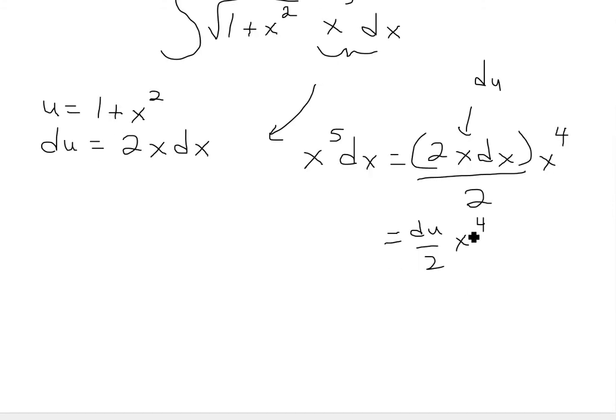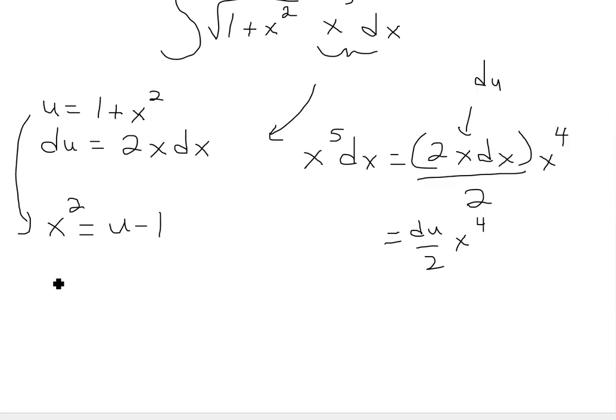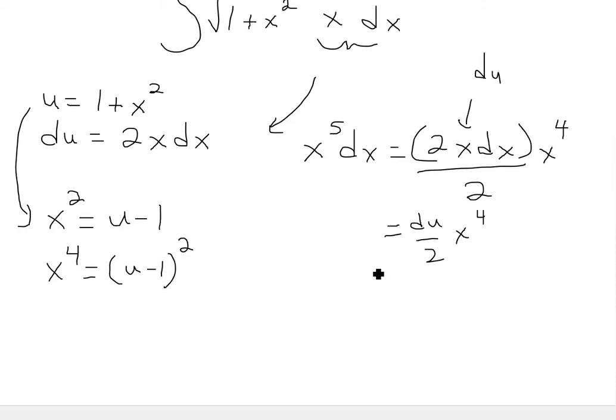Now we just have to replace this x to the 4 in terms of u, and we can do that by recognizing this part. If we rearrange it, we get x squared equals u minus 1. Now if we square both sides, we get x to the 4 equals u minus 1 squared. So now we have x to the 4 in terms of u, but we can simplify this further by expanding it out.